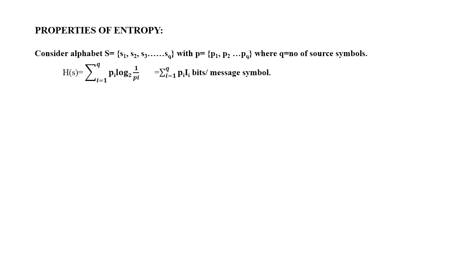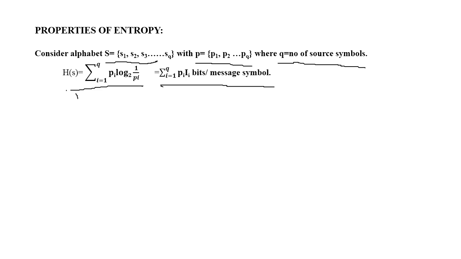Consider a source S = {S1, S2, S3, ..., SQ} of symbols with probabilities P = {P1, P2, ..., PQ}, where Q is the number of source symbols. Therefore, the entropy of the source is given by H(S) = summation i = 1 to Q of Pi log 1/Pi, or in terms of information, summation i = 1 to Q of Pi Ii bits per message symbol.